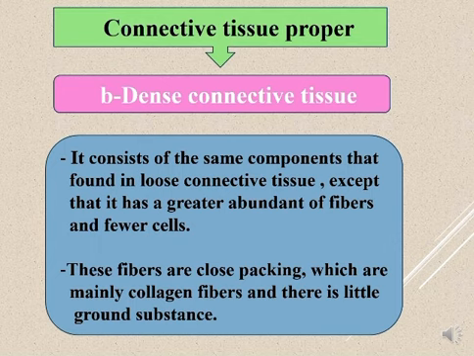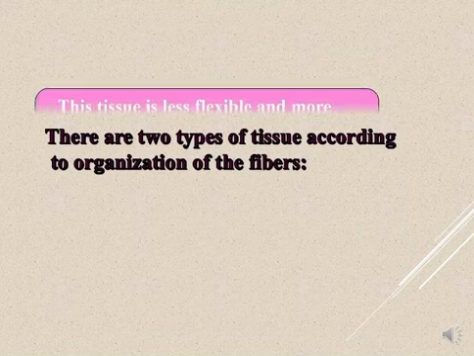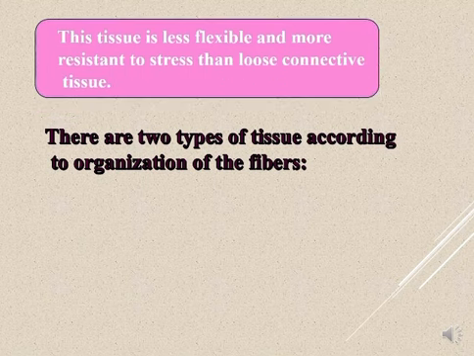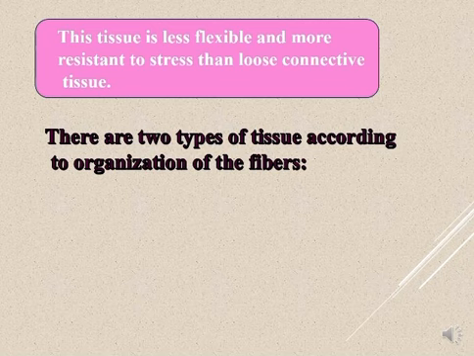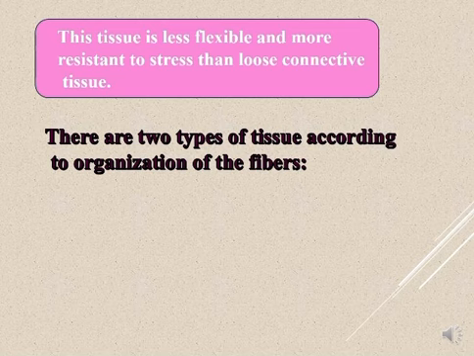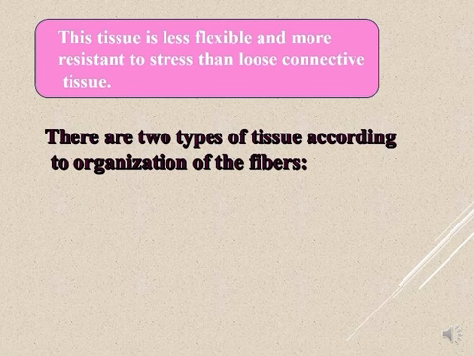إذا راح نلاحظ إنه الفايبرز هو المكون الرئيسي بالدنس بالمقارنة مع اللوز كونكتيف تيشو. ونلاحظ أيضا أنه معظم هذه الفايبرز هي collagen fibers. This tissue is less flexible and more resistant to stress than loose connective tissue. وأيضا نلاحظ أنه هذا يكون less flexible بالمقارنة مع اللوز، لكن يكون more resistant to stress than loose connective tissue.